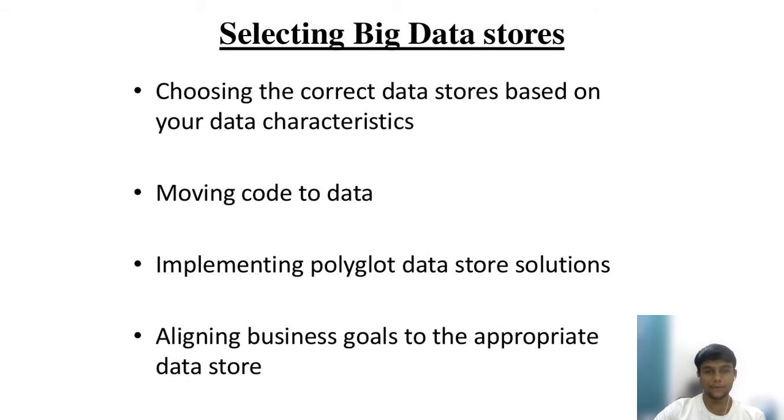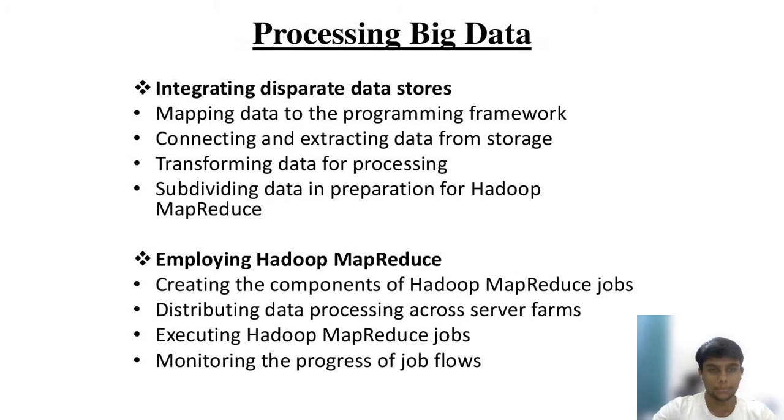So now that we have analyzed our data and we know about the existing solutions to store our data, we can select a big data store. Choosing the correct data store is based on your data characteristics. Processing big data. Big data processing is a set of techniques or programming models to access large scale data to extract useful information for supporting and providing decisions. One of the very popular techniques of processing big data is employing Hadoop MapReduce.